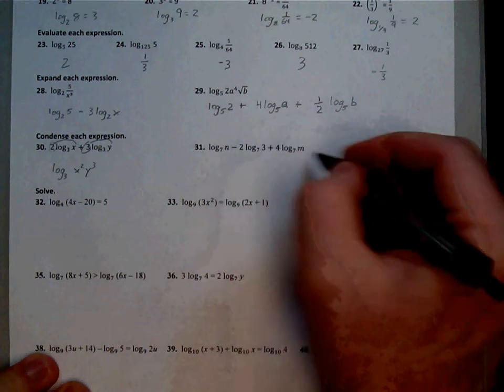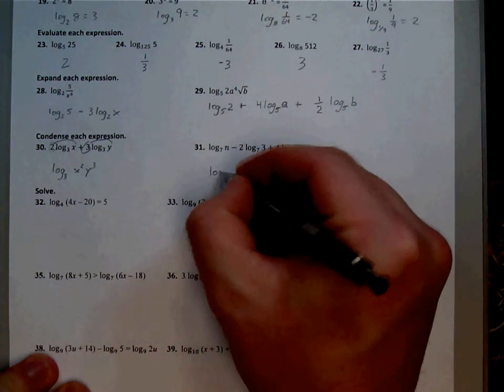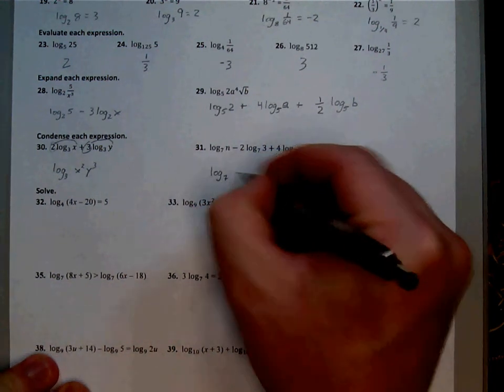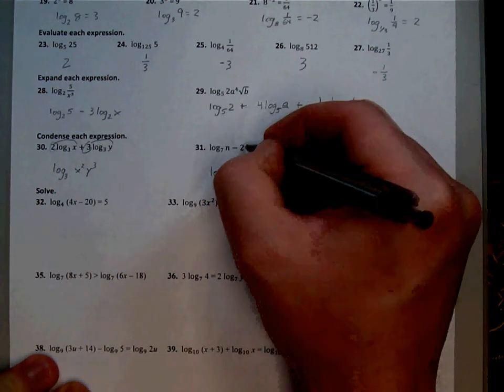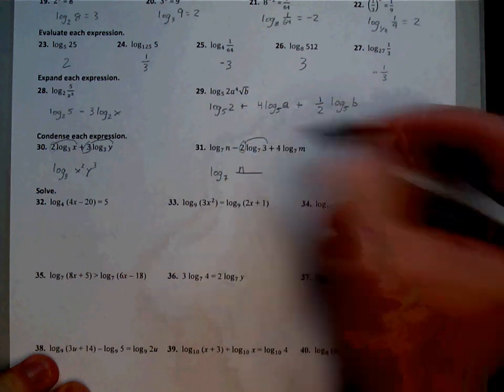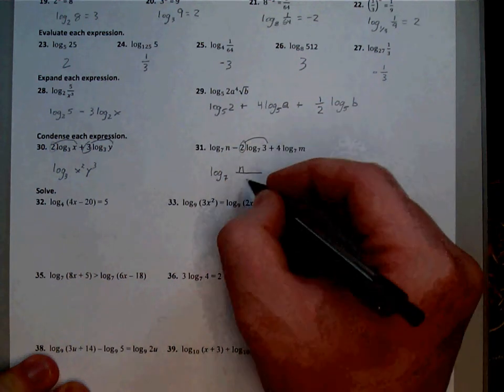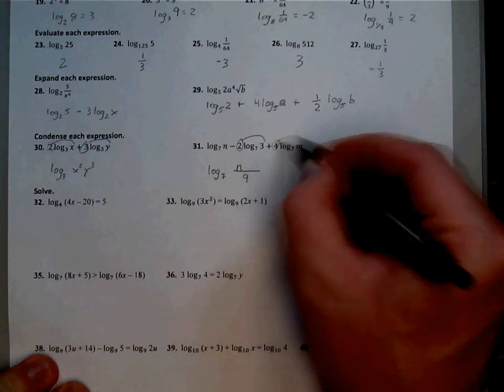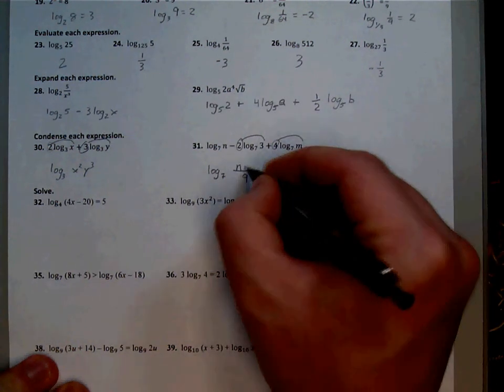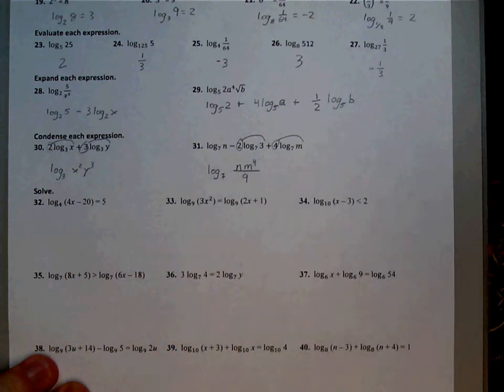Number 31, we have log base 7. It will be a fraction because I see subtraction involved. N goes in the numerator. The 2 is going to become an exponent on the 3, so it's going to make it a 9. It goes in the denominator. Then I have plus, so now we go back to the numerator. 4 becomes an exponent on m, so m to the 4th. So log base 7 of n m to the 4th over 9.